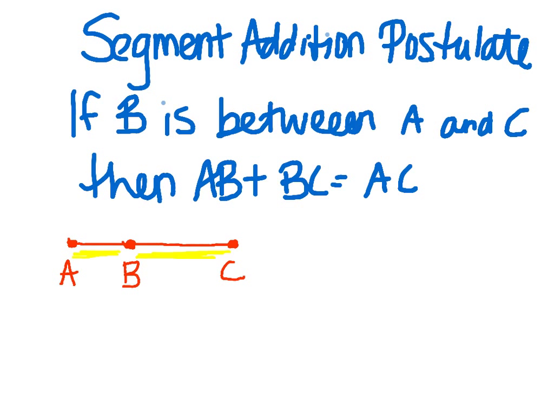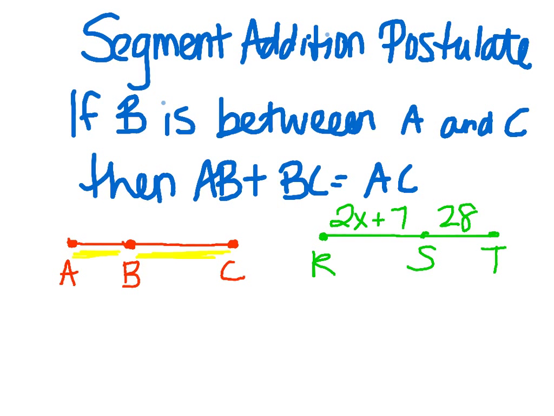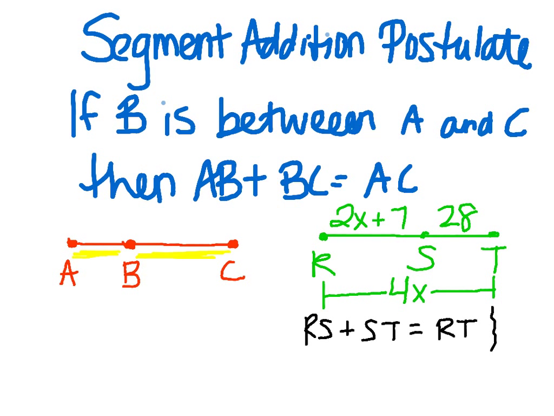Okay, so let's say we have a problem over here to the side, and let's do R, S, and T. And let's say that RS is 2x plus 7, and ST is 28. And let's just also say they tell me the whole length is 4x, and I need to solve that problem. All right, so I'm going to think about what segment addition is, and I'm going to write out first what I have. I know that RS plus ST equals RT. I'm writing out my segments.